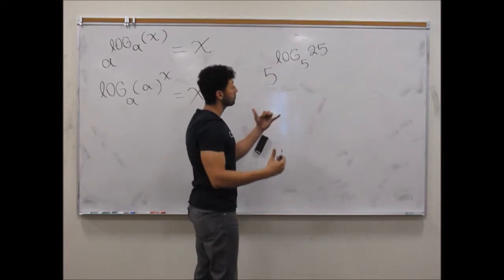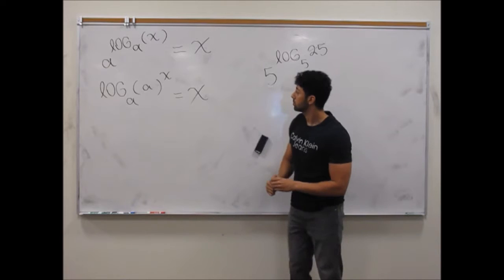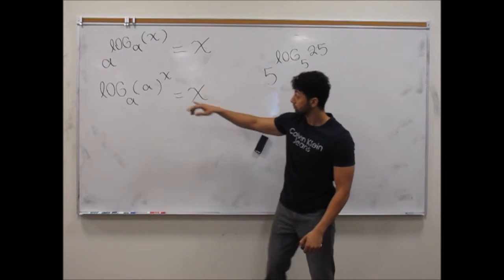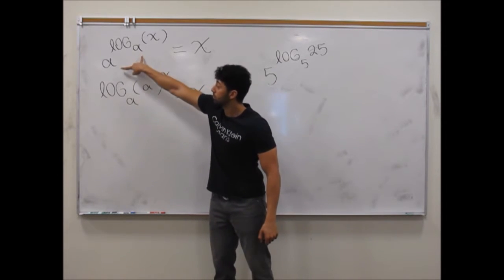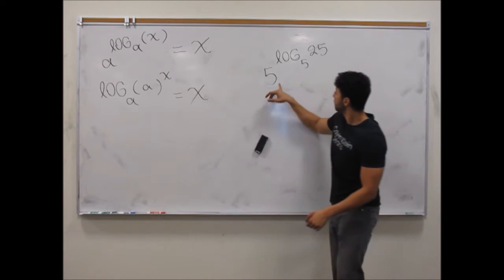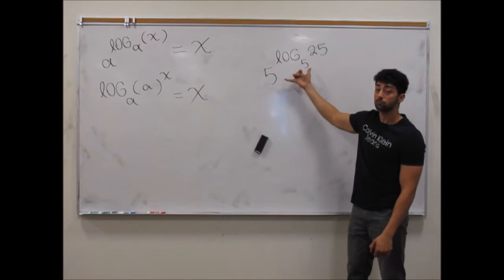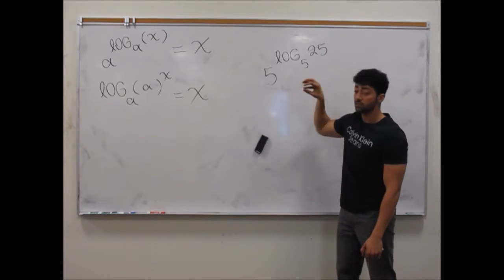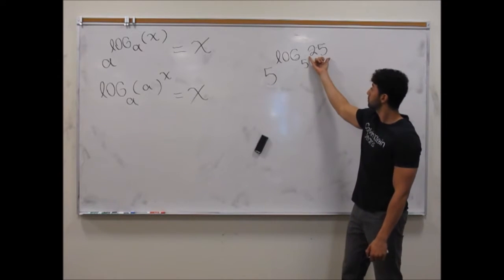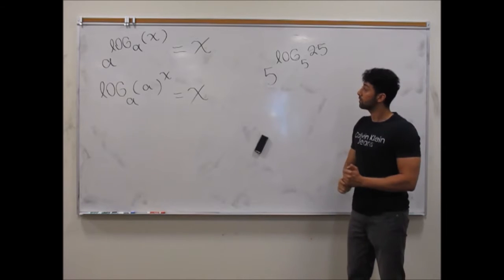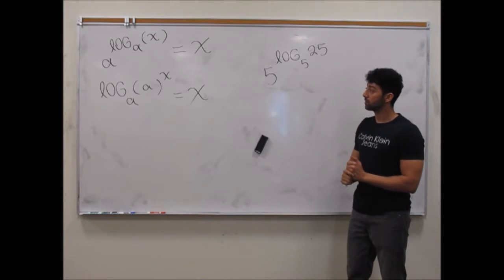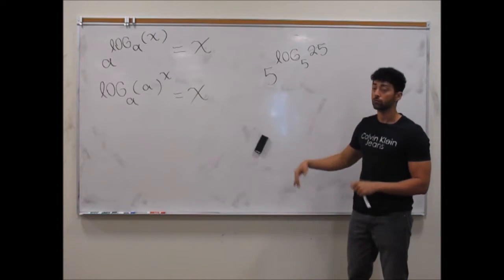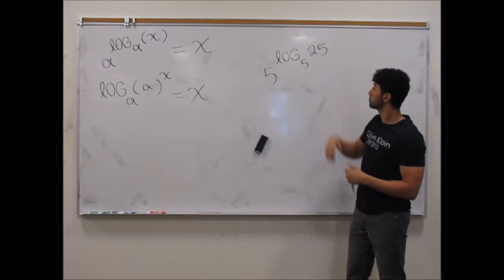Okay, now if we do want to use those properties, it's looking like the first one. See how the A and the A repeats here? So the 5 and the 5 is repeating again. So our answer is just going to be what the inside of the log is, which is 25. So that's a good property to keep in the back of your mind, because we don't have to do all that work. We can just jump to the conclusion that the answer is 25.